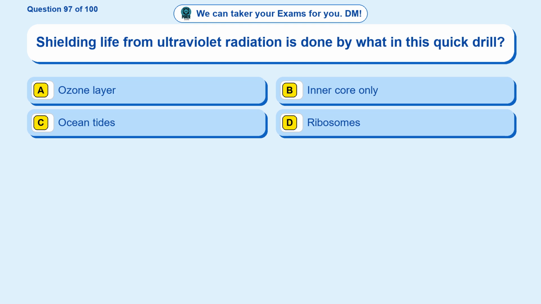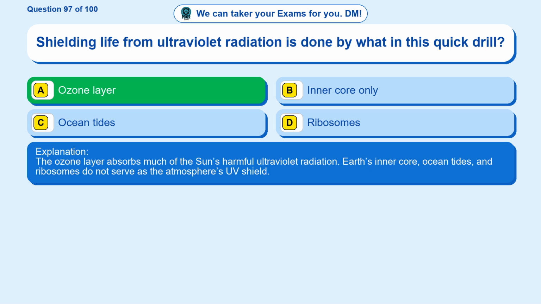Question 97. Shielding life from ultraviolet radiation is done by what in this quick drill? Option A, ozone layer. Option B, inner core only. Option C, ocean tides. Option D, ribosomes. The correct answer is option A. Ozone layer. The ozone layer absorbs much of the sun's harmful ultraviolet radiation. Earth's inner core, ocean tides, and ribosomes do not serve as the atmosphere's UV shield.